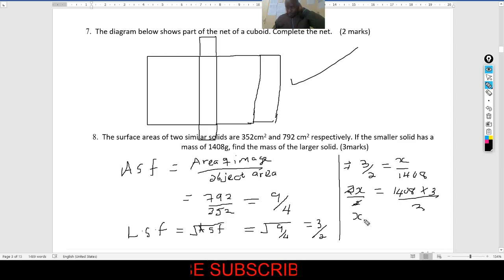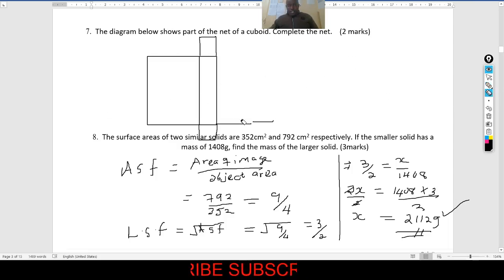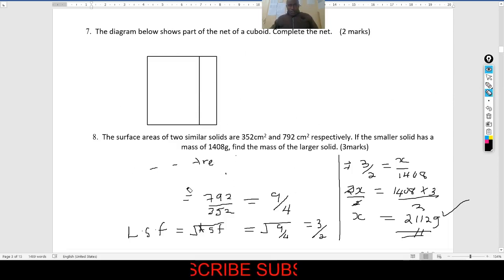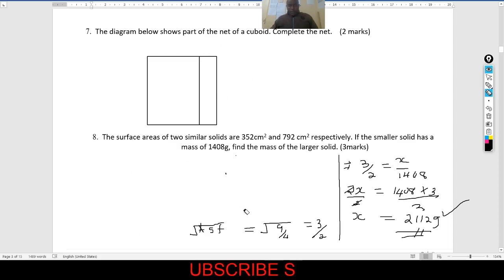So that x now becomes 1408 times 3 divided by 2. This gives you 2112 grams. That's the mass of the larger solid. So that is what you are supposed to do. We go to our next question, our next prediction question.